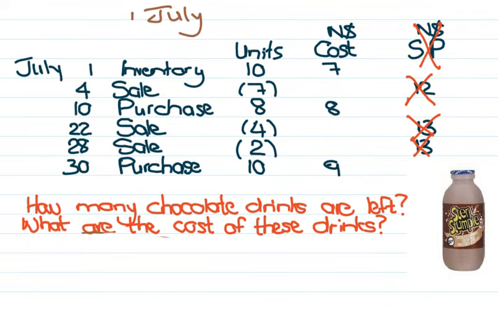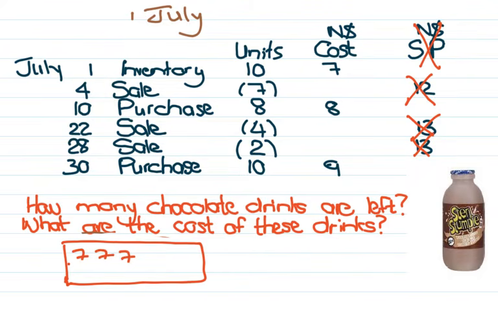All right. So the question that we have is how many chocolate drinks are left and what are the cost of these drinks. So we will do it one step at a time, and I will then draw the ones that we had. Now remember, in exam or test, you don't need to draw this. This is only for me to explain. So I have then 10 units. Let me just draw it there. There's my 10 units.